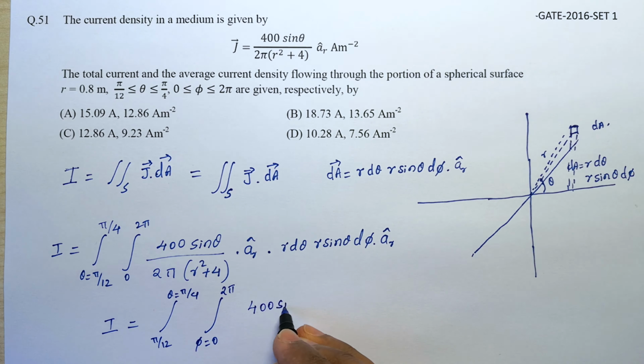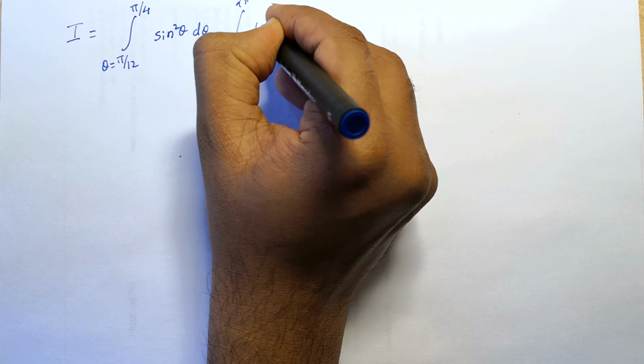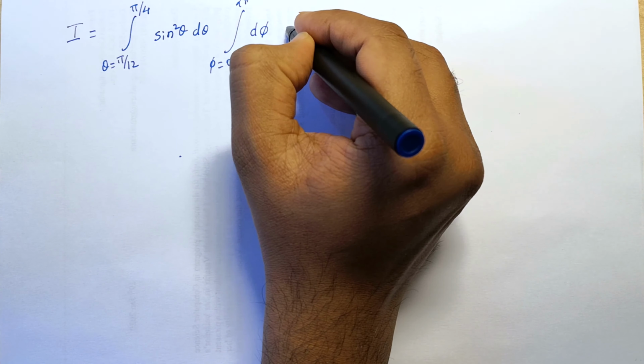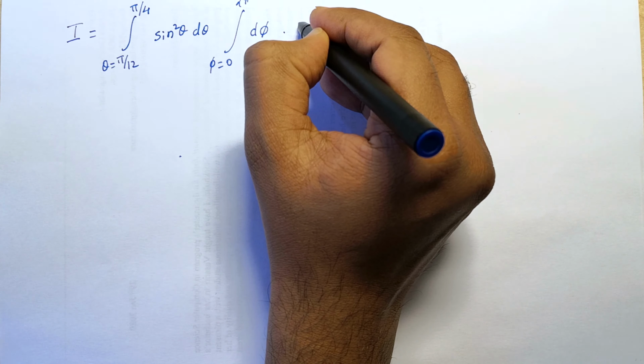That is theta varying from pi by 12 to pi by 4, and you have sine square theta d theta, and phi varying from 0 to 2 pi, which is just d phi, and you also have the r dependence, which can be taken out of the integral, and it's 400 r square divided by 2 pi r square plus 4.